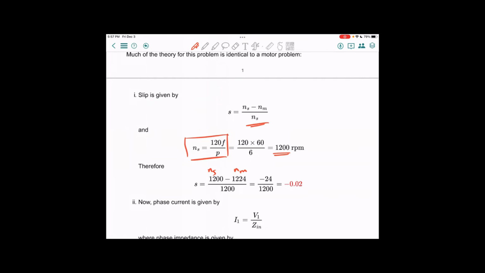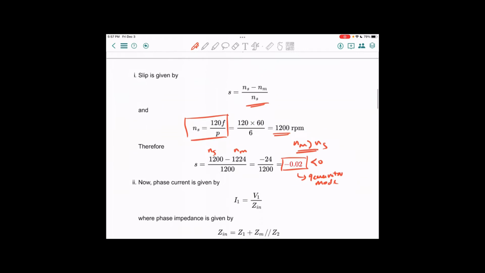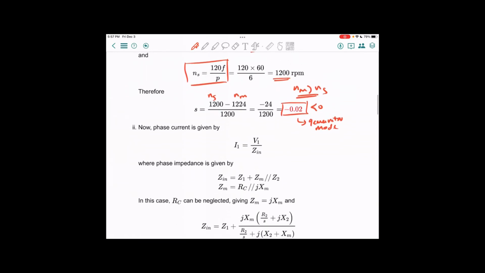As you've seen here, Nm is higher than the synchronous speed, and that's how you have generation. That's why the slip here is negative, less than 0. So that is generator mode. That is how you designate the generator mode in the induction machine: it has a negative slip. That means the mechanical speed is higher than the synchronous speed.